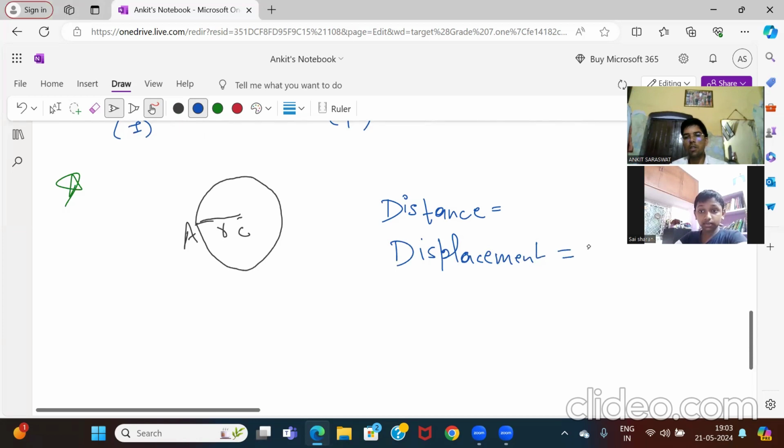Very good. Distance is how much? See, length of actual path. It is starting from A and finally reaches A. What is the length of this actual path? It is 2 pi r, the perimeter of the circle.